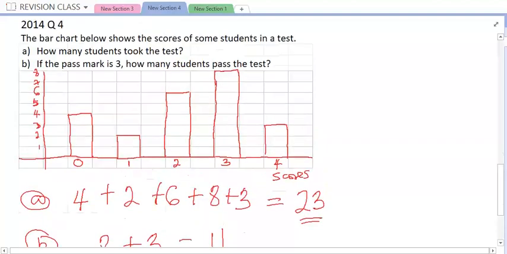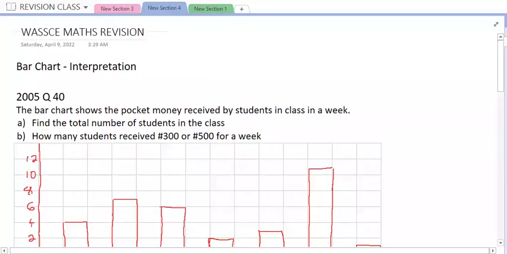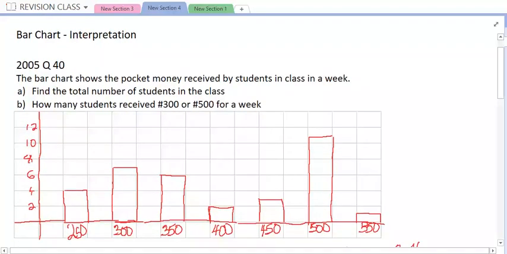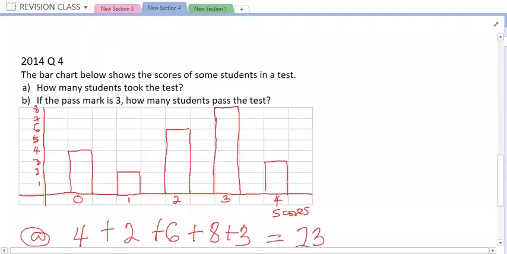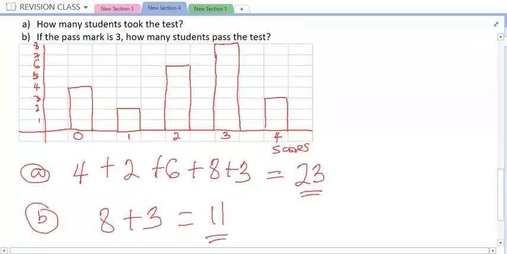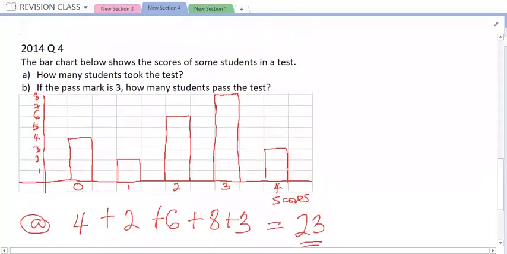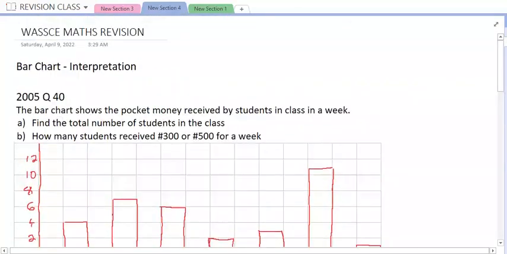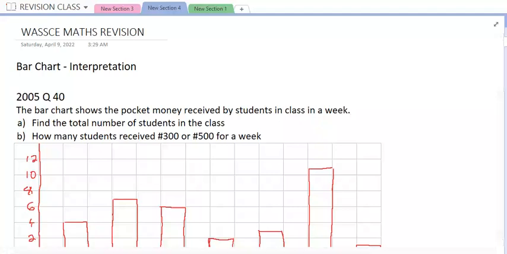And these two examples show us how we can interpret a bar chart. If you are given a bar chart and the examiner has asked you a question, these are typical examples of their questions. You have 2005 question 40 and you have 2004 question 4, and I've shown you how you can interpret it and how you can answer the question. I will implore you to pick your past questions, look for more questions on bar charts and solve them on your own.